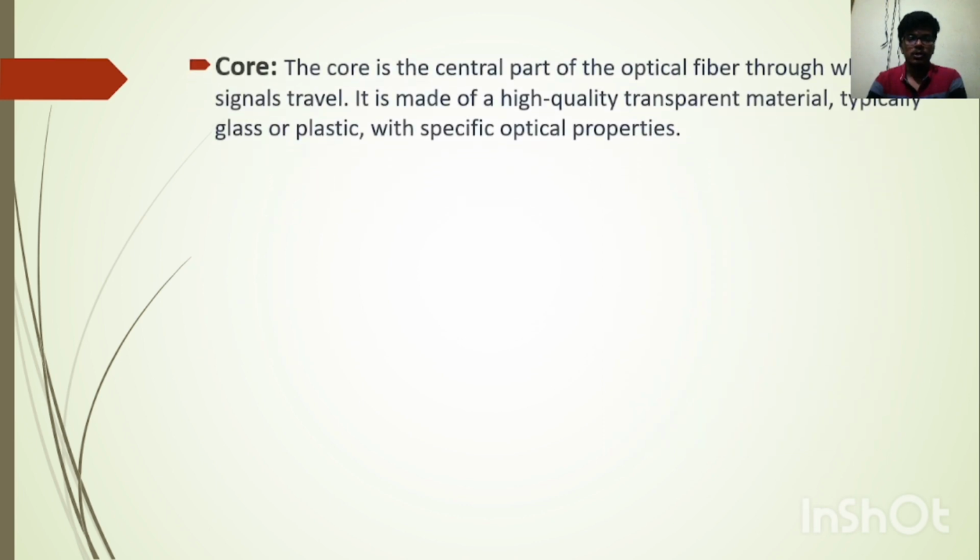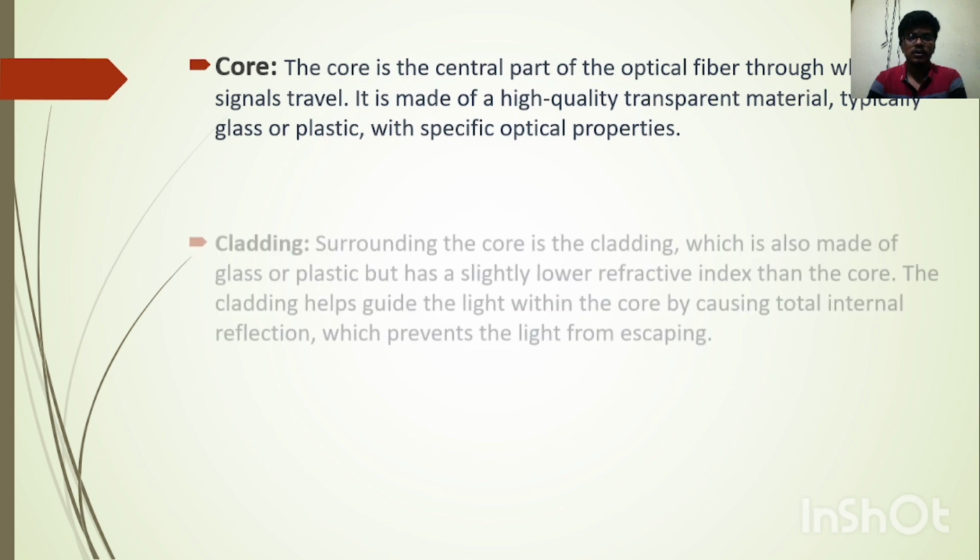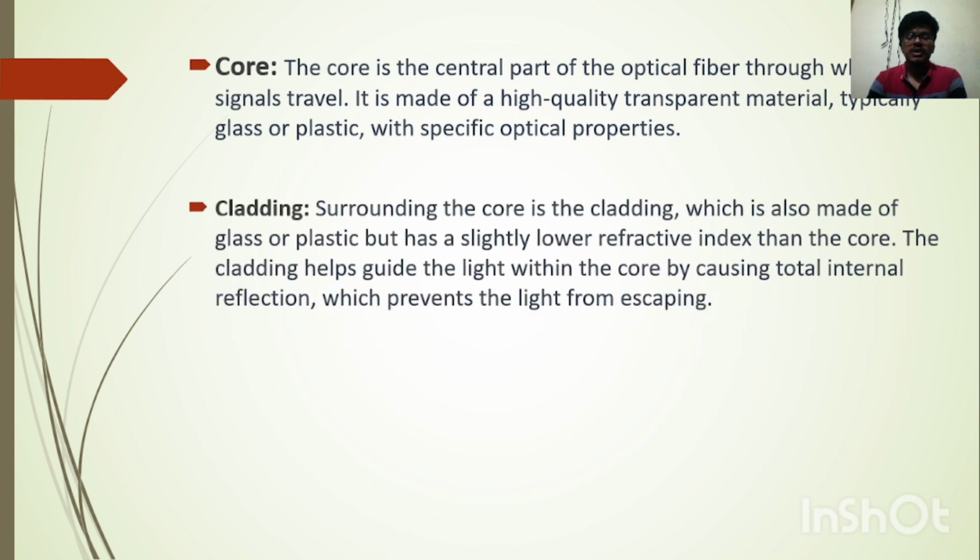First, we have core. The core is the innermost part of optical fiber where the light signal travels. It is a high quality transparent material, typically a glass or plastic, with specific optical properties. The outer part of a core is known as cladding. Surrounding the core is the cladding, which is also made up of glass or plastic but has slightly lower refractive index than core. The cladding helps to guide the light within the core by causing total internal reflection, which prevents the light from escaping.